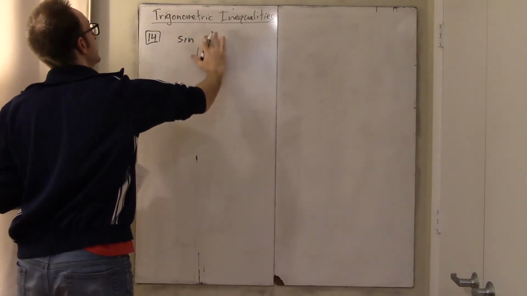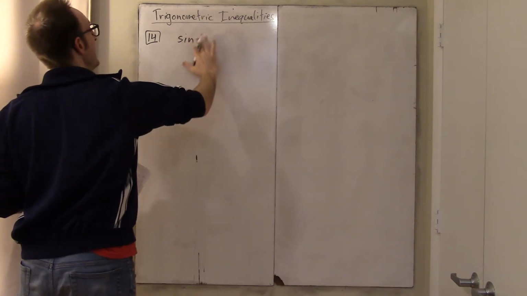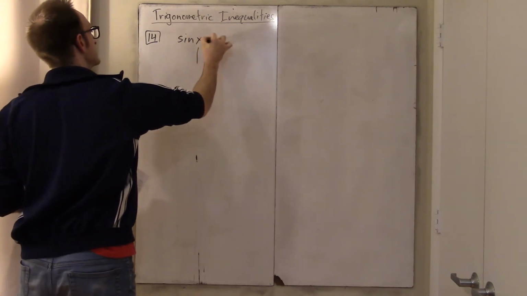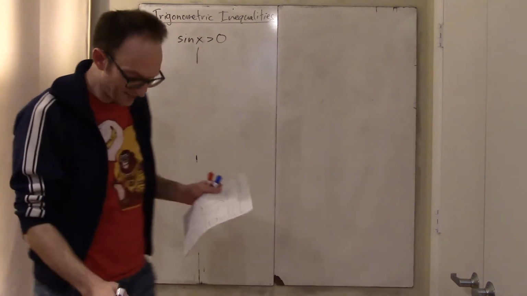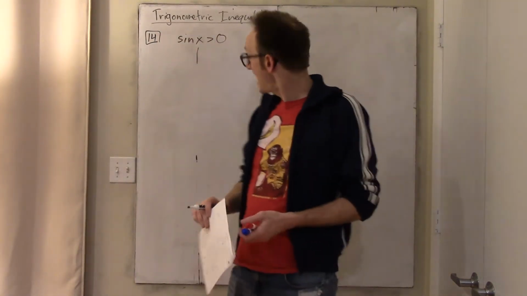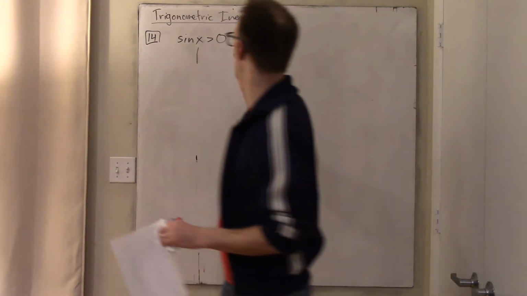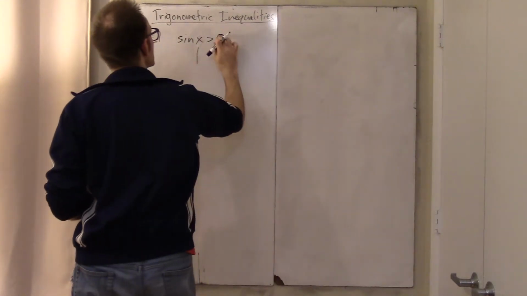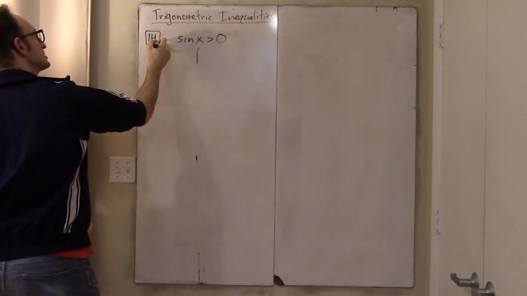an inequality like sine x. Sine x is greater than 0. Okay, so when is sine greater than 0? This seems like a pretty simple thing to answer. Sine is a trig function which is defined to be the y-coordinate of a point on the unit circle.